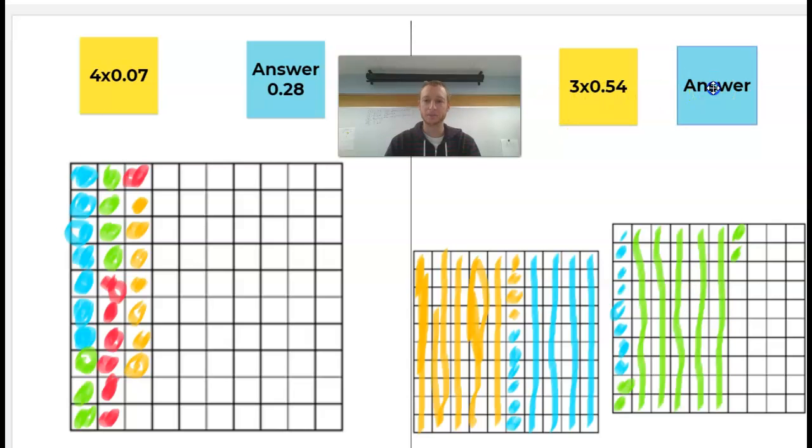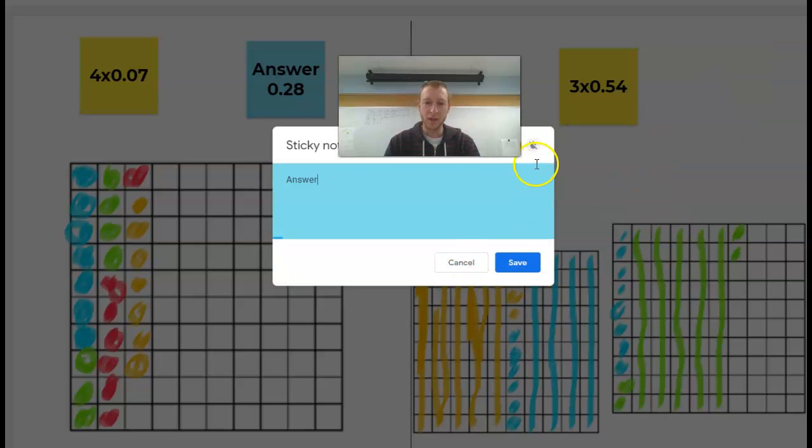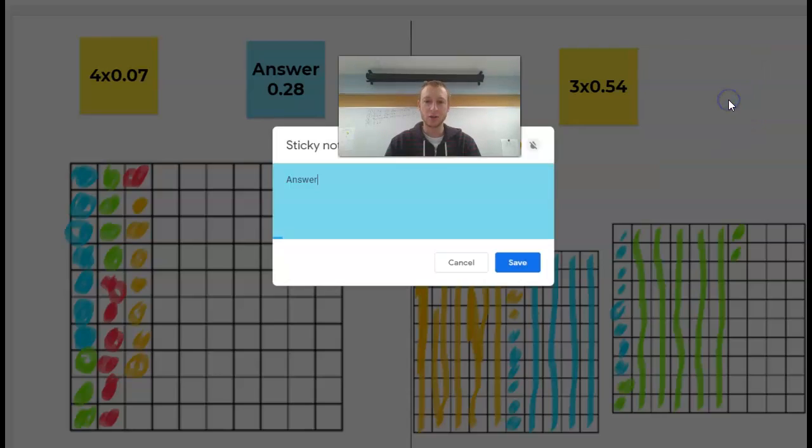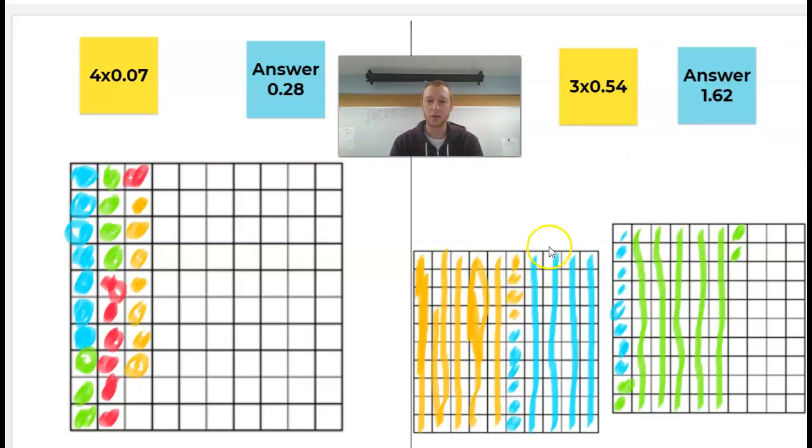How many hundredths? So let's see. Well, I have this whole box filled in, right? So I have one whole. So my answer is going to be 1, and then what do I have left over? Well, here I've got 1/10, 2/10, 3/10, 4/10, 5/10, 6/10. And then how many hundredths do I have? 2. So what do I have shaded in all together? 1 and 62 hundredths. So 54 hundredths 3 times is 1 and 62 hundredths. All right. Go ahead and try and answer the problem of the day.